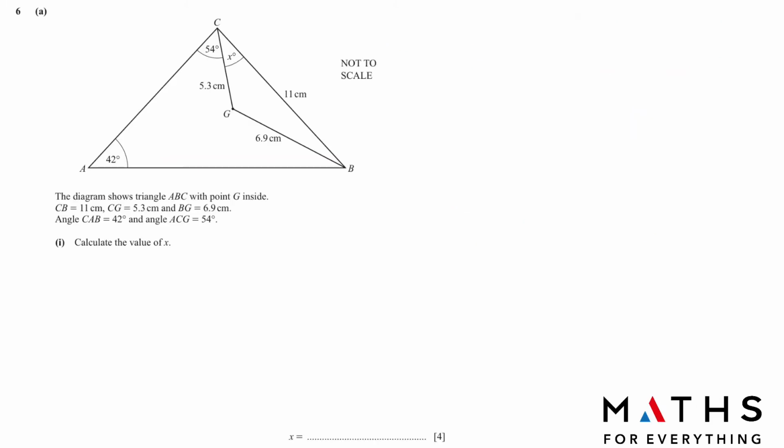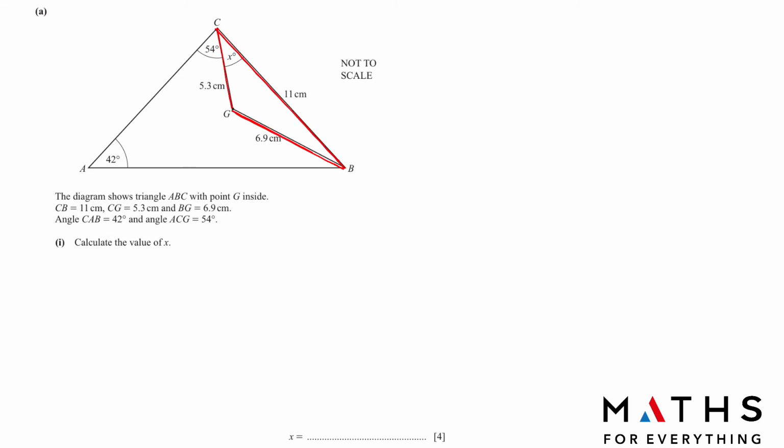Question number 6. Part A, we have been given a diagram and the different sides and angles have been given to us. The first part of the question requires us to find the value of x. So where is x? X is here. Let's draw the triangle in which x is there.